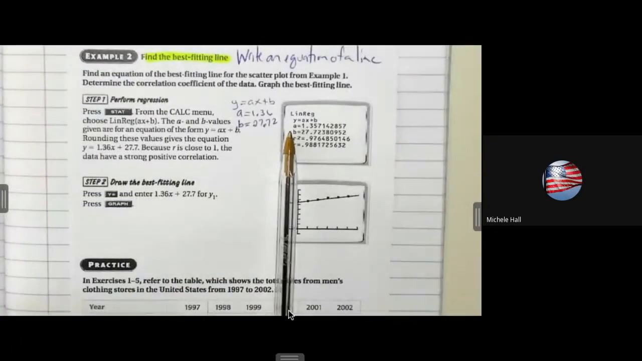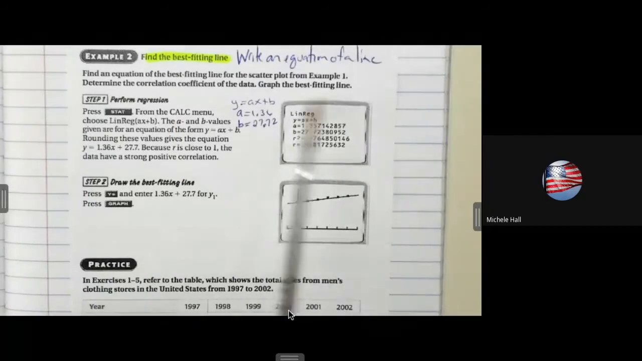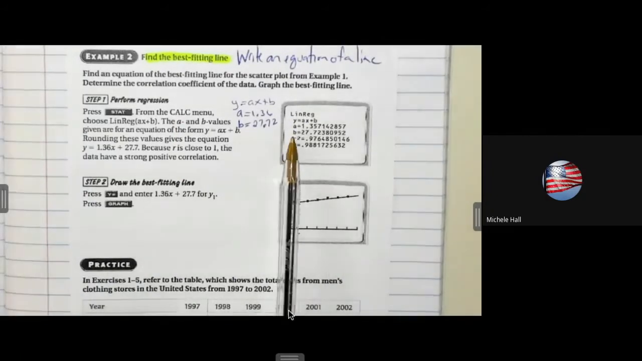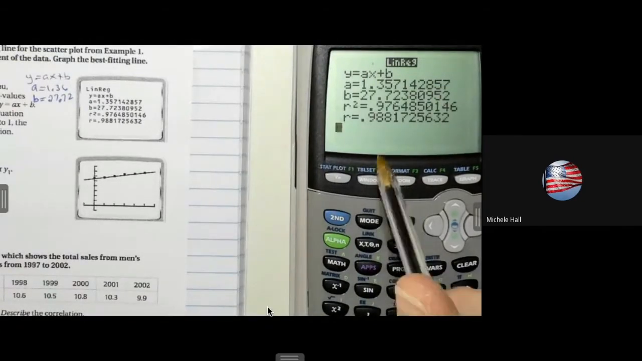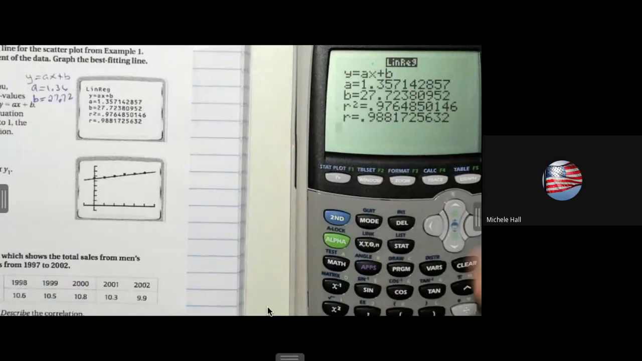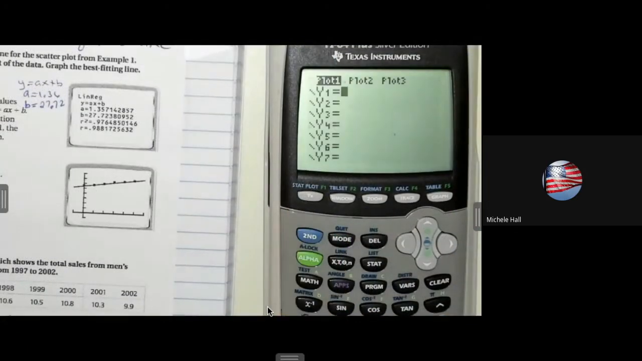I went to calculate a linear regression, and it gave me all the data that I need to finish this problem and answer questions. I'm going to quit out of here. It's important that you write down your information. Otherwise, you'll have to go through those steps again to get this. So every time you get to this page, write down A, B, and R. Okay, quit. Y equals, and there it is.